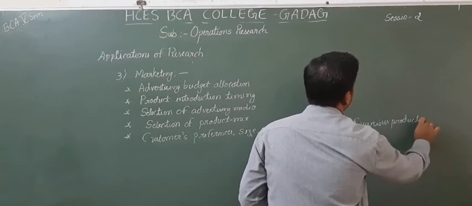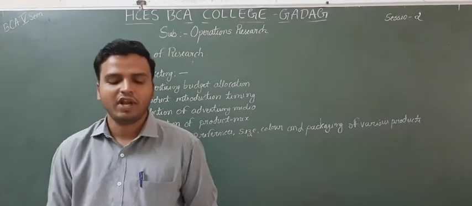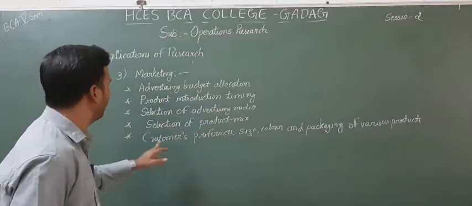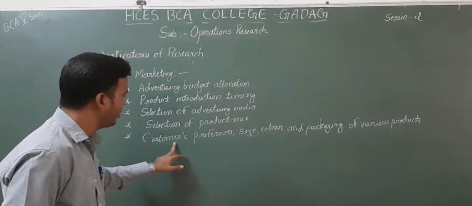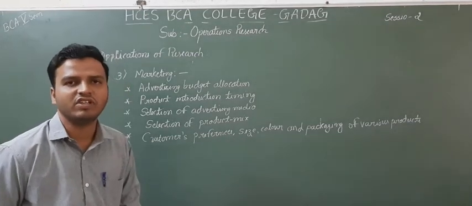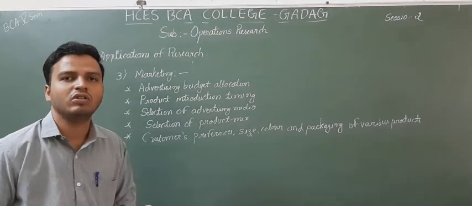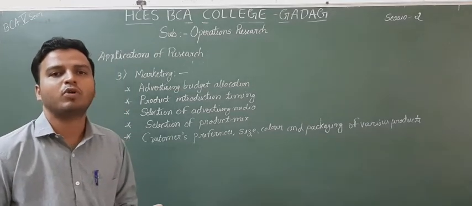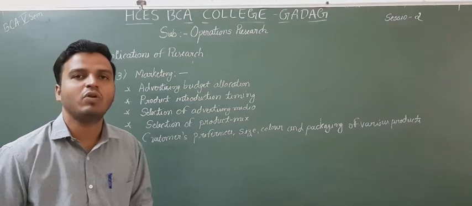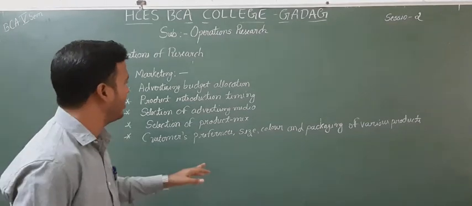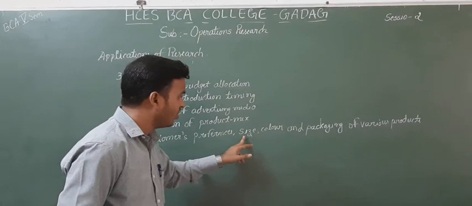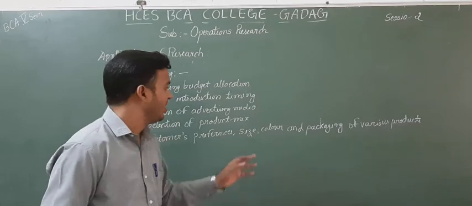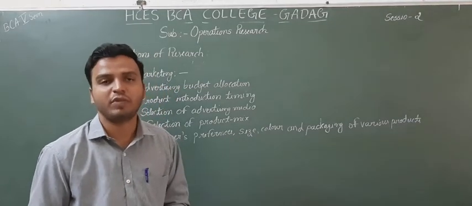In this area also OR techniques are applied. OR techniques and decision making techniques are applied. Before producing our product, we have to conduct some surveys. We have to know the preferences of our customer, so what product they are preferring. So we have to study those things. Next, after producing the product, we have to clearly define the size of the product, in what size the customers are expecting.